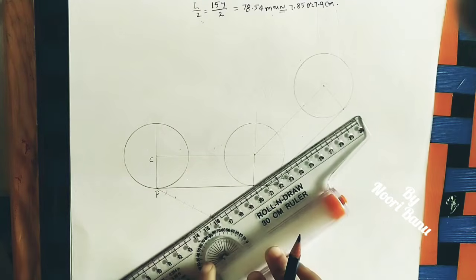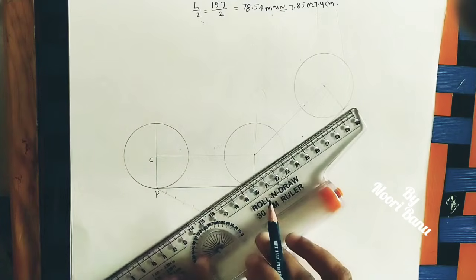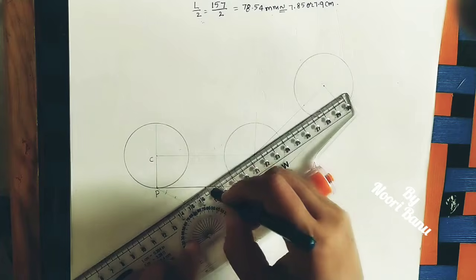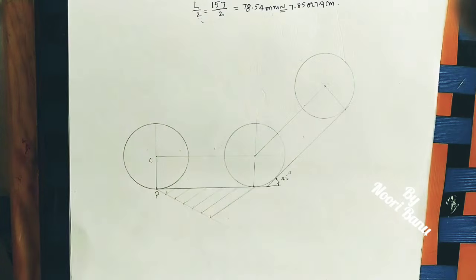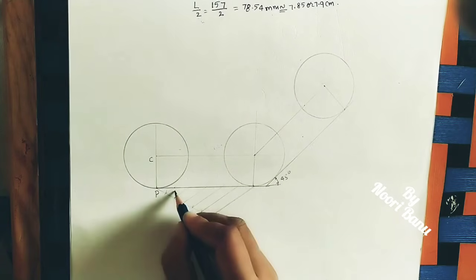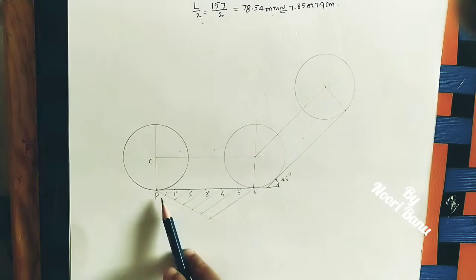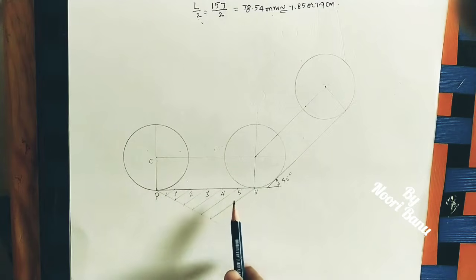For drawing the parallel lines, move the scale in the upward direction. Just draw one line here, one line here, and mark the intersection points. This I am taking as 1 dash. Now these are the 6 equal divisions. We have divided this line into 6 equal parts.